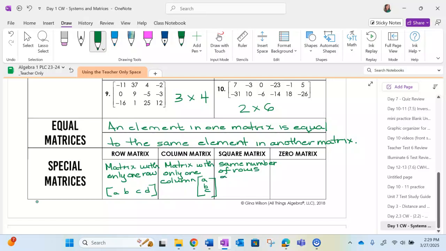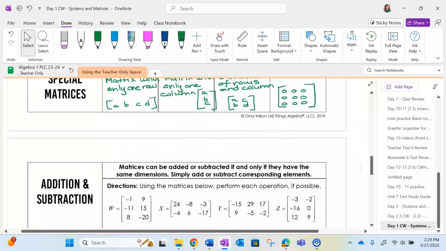Okay? All right. So it could be A, B, C, D. There we go. 2 rows, 2 columns. And a zero matrix, every element is a 0. And I'll go into more detail with that when and if we get to those.